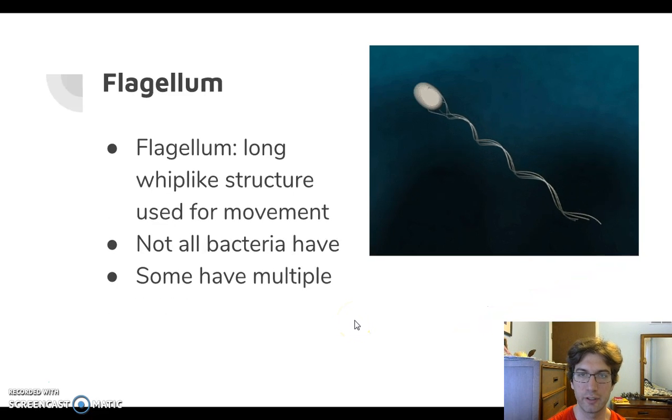Some bacteria, not all, have what's called a flagellum, and that's this long whip-like structure that they use like a propeller to move. So in cases they need to get out of their environment, they have a means of doing so. Not all bacteria have these. Some only have one, and some have multiple of them. But it is a movement device used for it. So it's this long hair-like whip structure. It's a flagellum.